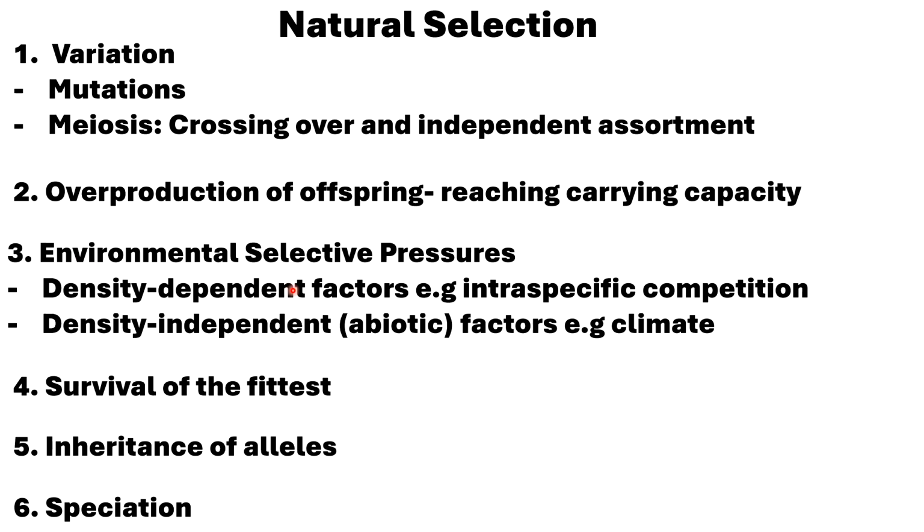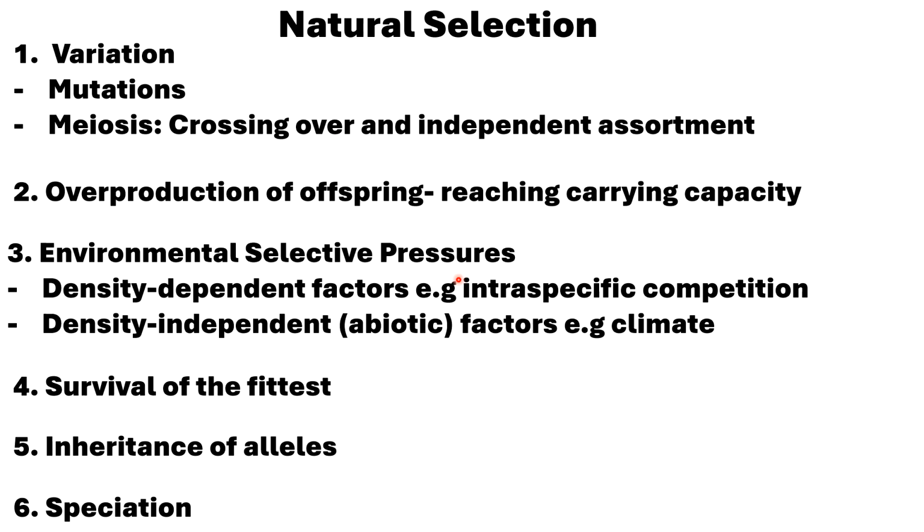Third step, environmental selective pressures such as density dependent factors. These are factors that depend on how big the population is. For example, intraspecific competition. When there are a lot of individuals in a population, there's going to be more competition within this population. Density independent factors tend to be abiotic, so non-living. For example, climate. It doesn't matter how big the population is, a hurricane is still going to affect it the same way. That's why it's independent of the density of the population.